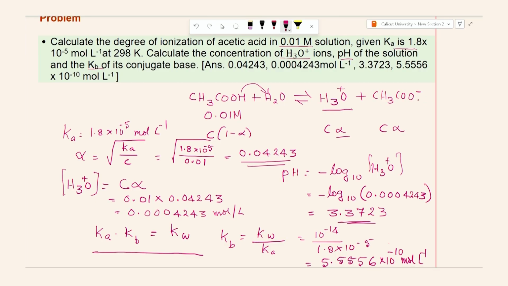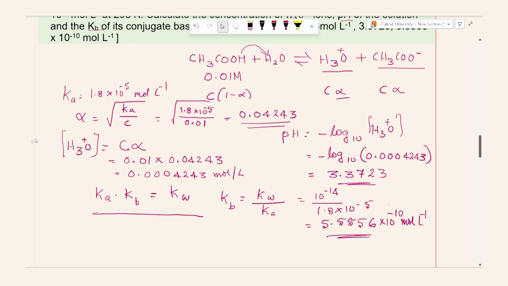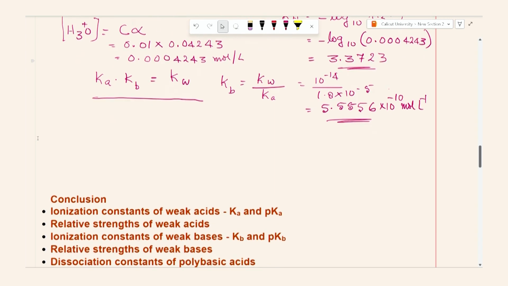So, it is simple, but you have to remember this expression, Ka into Kb is equal to Kw. Conjugate base means that is the Kb value for the acetate ion, which is equal to Kw by Ka. Ka is given, you just divide it, and you get the answer as 5.5556. Now, let us conclude this session.